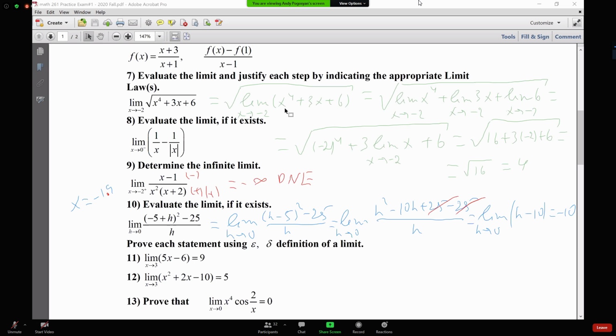From this session, you're going to have a lot of problems from here. Not a lot, but probably 2 problems from here. Okay, that's number 10. Yeah, 11 and 12, definitely. I knew you were going to ask me. 5x minus 6. Okay, and the limit of x squared plus 2x minus 10 as x approaches 3. Okay, let's do 11 and 12 now.